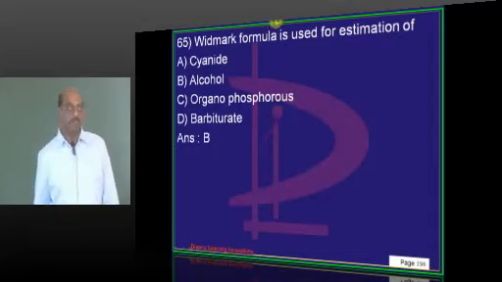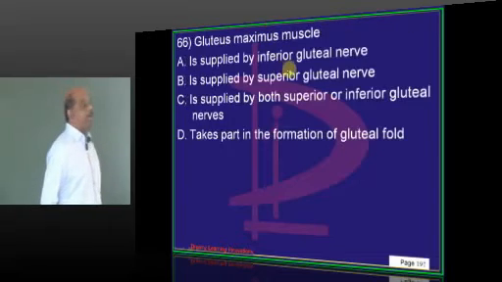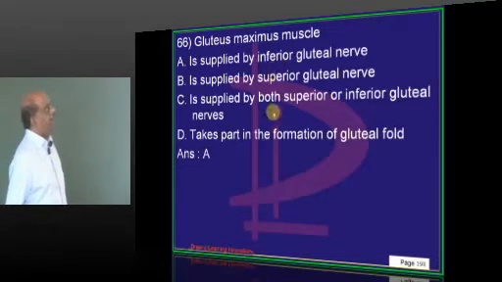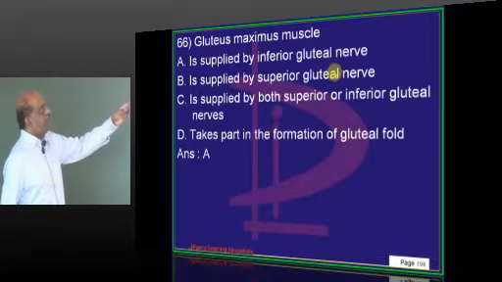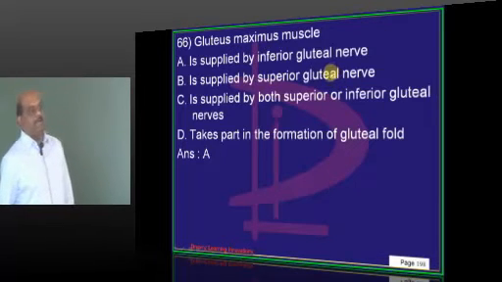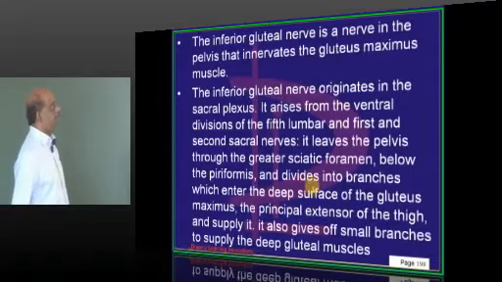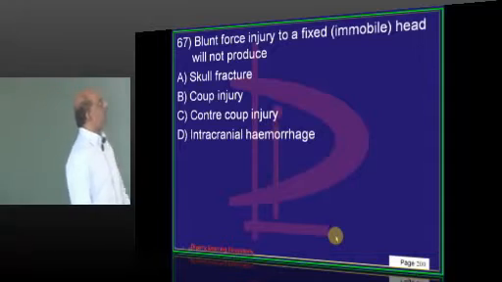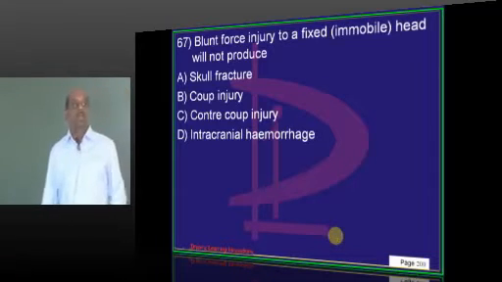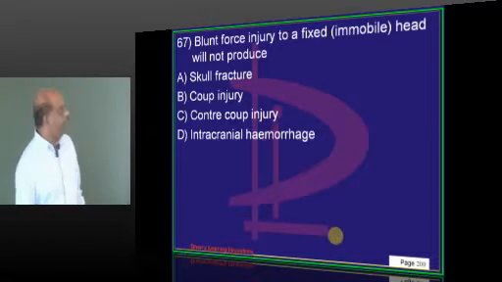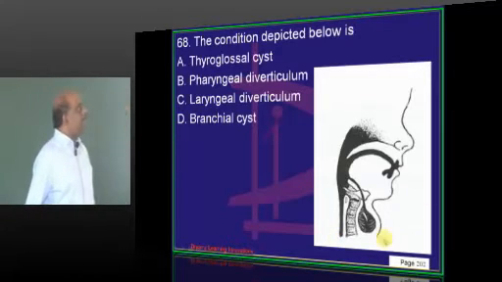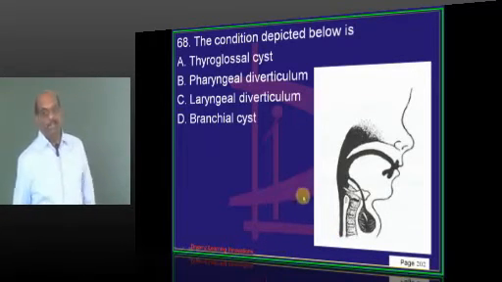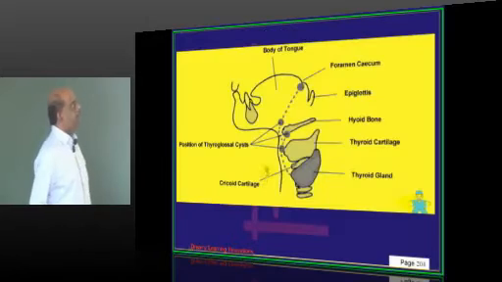Widmark? Alcohol. Gluteus maximus? Inferior gluteal. Now, I think you already know. Maximus is supplied by the inferior, medius and minimus by the superior. That small twist you must know. Counter coup. So, it is not the counter coup, but a coup injury. Actually, this was the diagram given. What is your answer? Hyoglossal cyst.